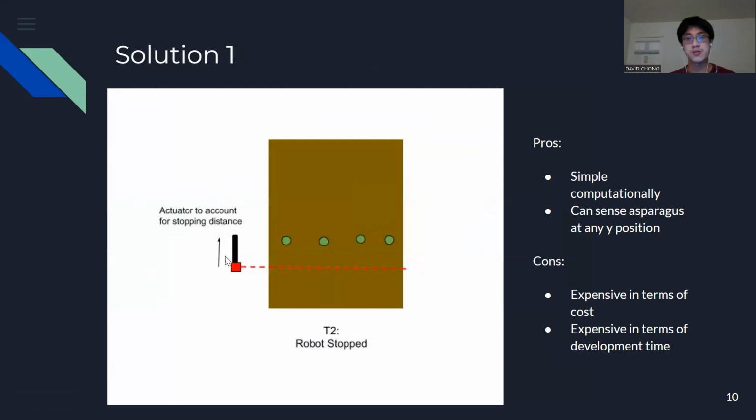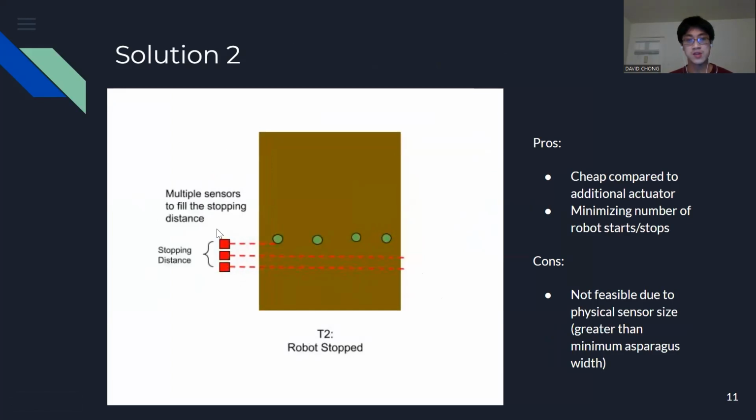First is just an actuator to account for the stopping distance. However, we determined that this would be expensive in terms of cost and also development time for the mechanical team. So we decided not to go with this. Another solution is to try and fill the stopping distance with laser sensors. But the issue with this is that the minimum width of our laser sensor is greater than the minimum width of an asparagus. And so we actually can't pack the sensors close enough together to ensure that all the asparagus will be sensed. So we determined that this is also not a feasible solution.